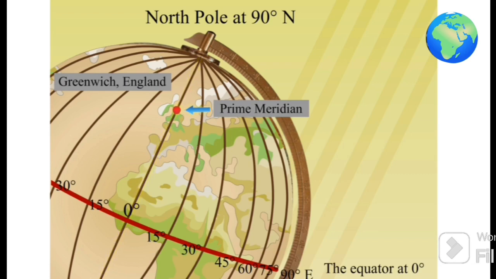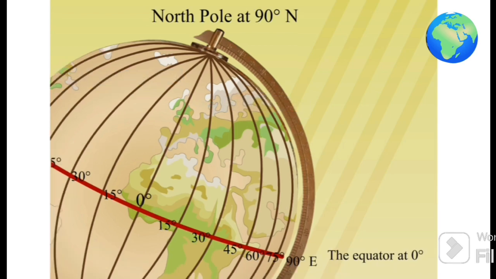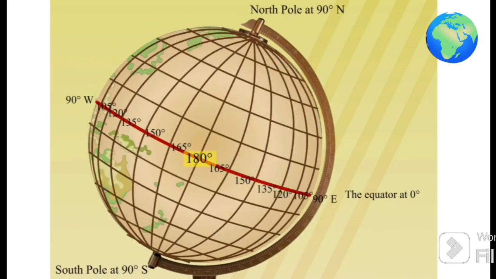The important lines of longitude. The longitude running through Greenwich near London is marked 0 degrees. It is called the Greenwich Meridian or the Prime Meridian. The 180 degrees east and the 180 degrees west longitudes meet and form a single line called the International Date Line.